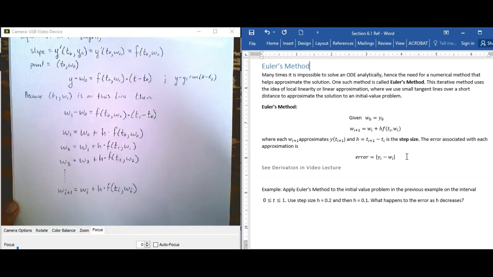And of course, the error is just the difference. If the solution is known, the difference between the solution and the approximation would be our error. Okay?